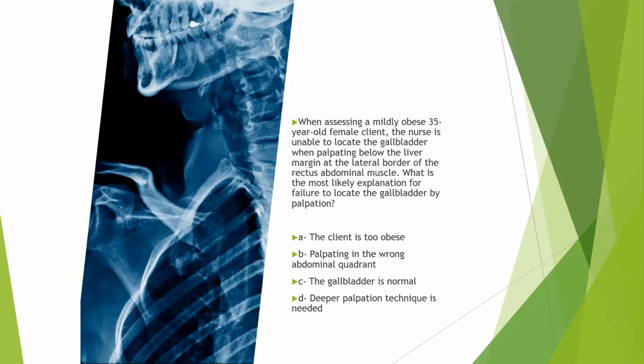When assessing a mildly obese 35-year-old female client, the nurse is unable to locate the gallbladder when palpating below the liver margin at the lateral border of the rectus abdominal muscle. What is the most likely explanation for failure to locate the gallbladder by palpation? Is it A, the client is too obese, B, palpate in the wrong abdominal quadrant, C, the gallbladder is normal, or D, deeper palpation technique is needed for this patient?